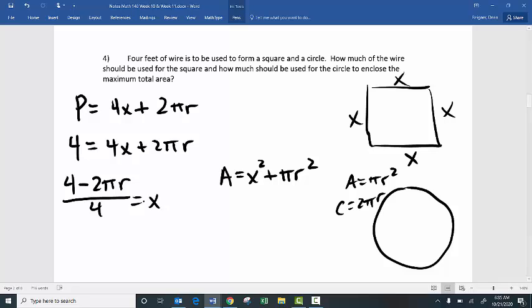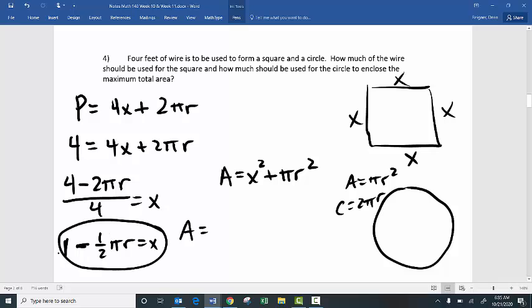And now I'll get rid of the x's. So now this is where it's very algebra intensive, because when you sub this in, you have to square this thing. So before I sub it in, I'm going to do a little long division. This 4 is going to go with this 4, so you actually have a 1, minus this 4 also goes with this thing, so you have 1/2 pi r for that one. So that equals x. So this is the formula I'm going to plug in. So 1 minus 1/2 pi r, and then squared, and then plus pi r squared.